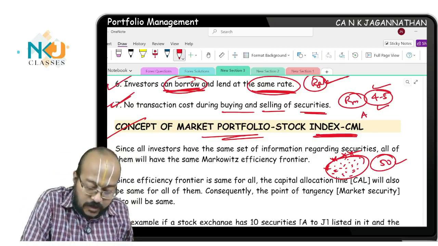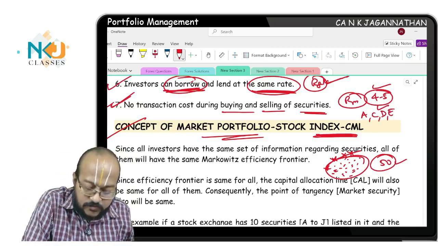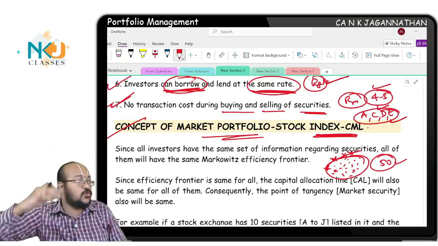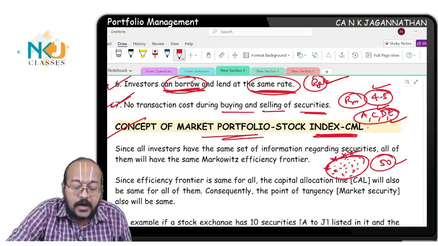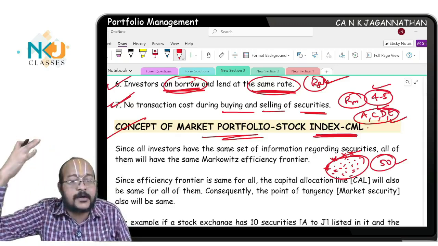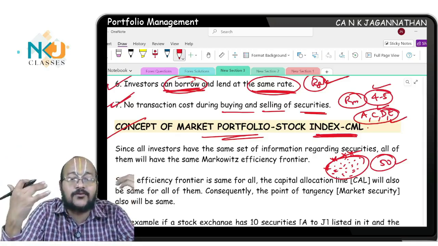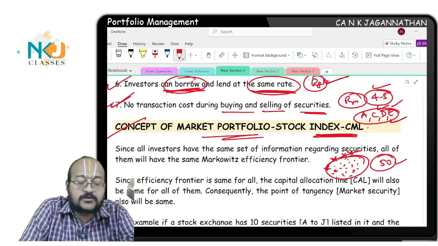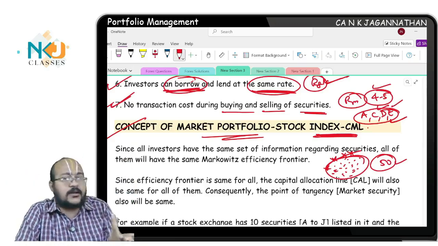The prices of A, C, D and E, assume these are efficient securities. These securities' prices will shoot up in the market. Thus, the price will go up. Thereafter, it will become unattractive. Are you all understanding what I am trying to say? As soon as the price goes up, thereafter, there is no attraction.